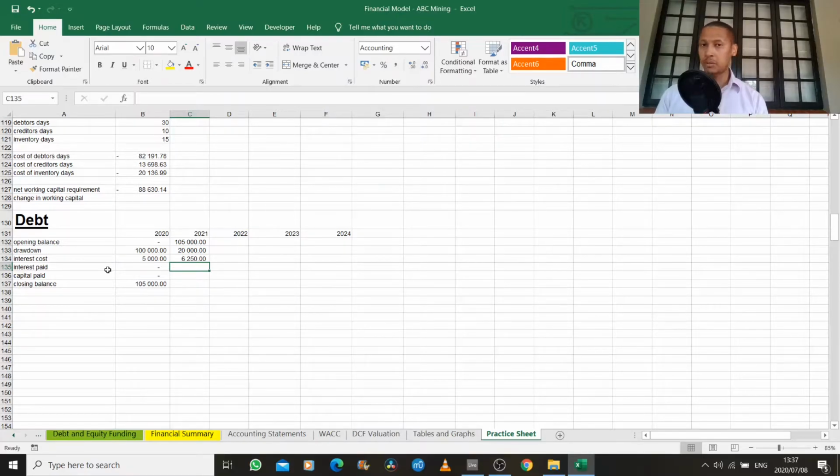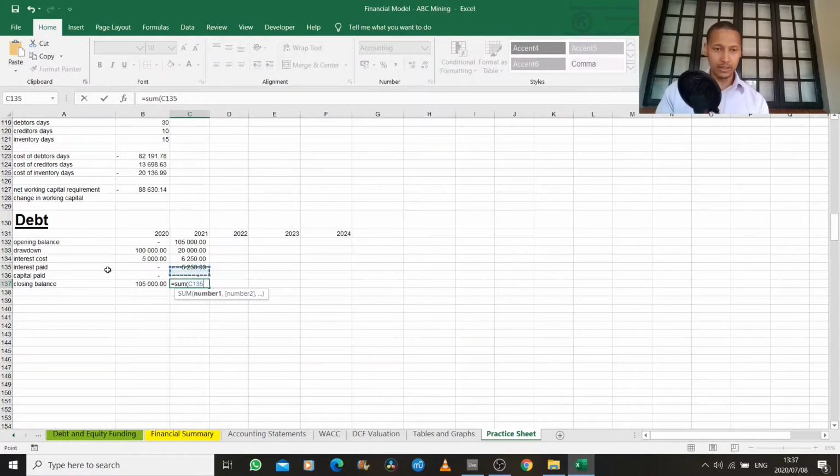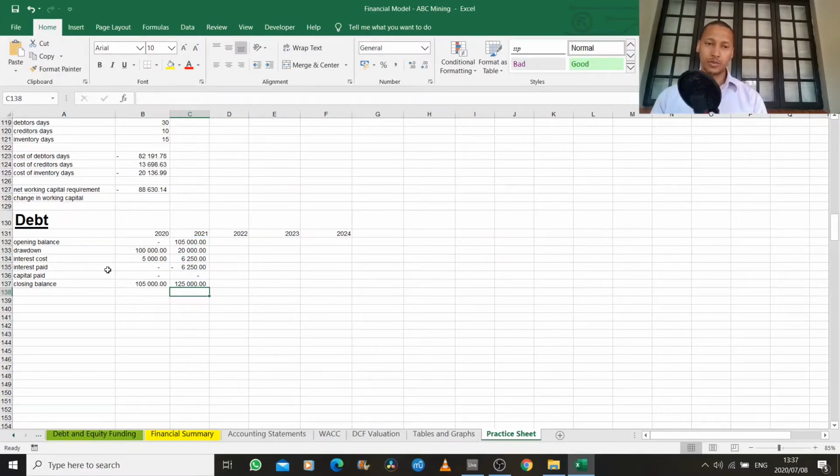So let's assume that the business starts to generate enough cash to actually start paying its interest, not capital, but just interest. So we repay our interest burden for the year, but we can't afford to pay back any capital yet. So this gives us a closing balance of $125,000.